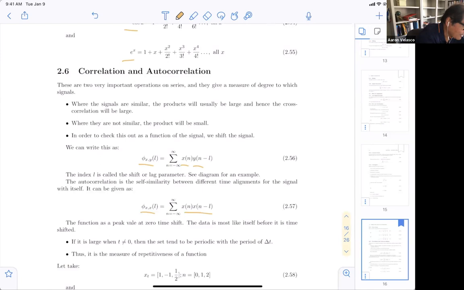And so in this particular case, L represents time. These are just different variables that allow us to write the math.